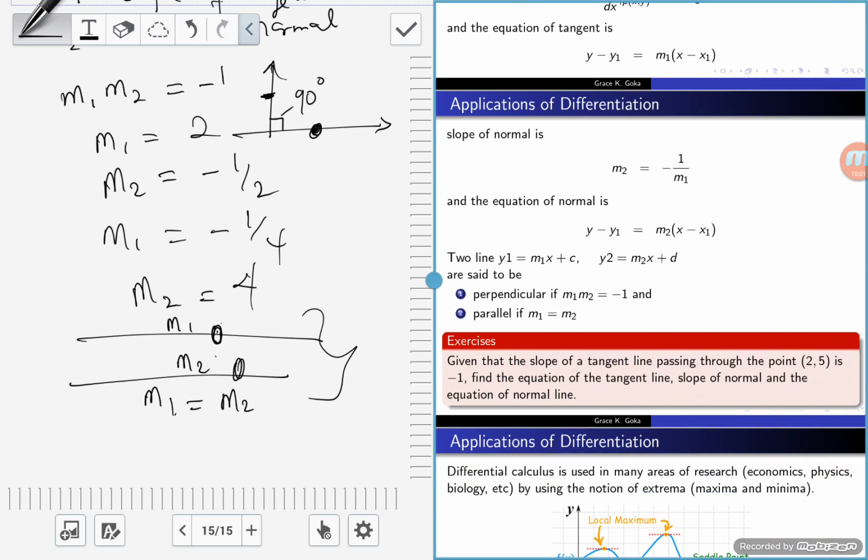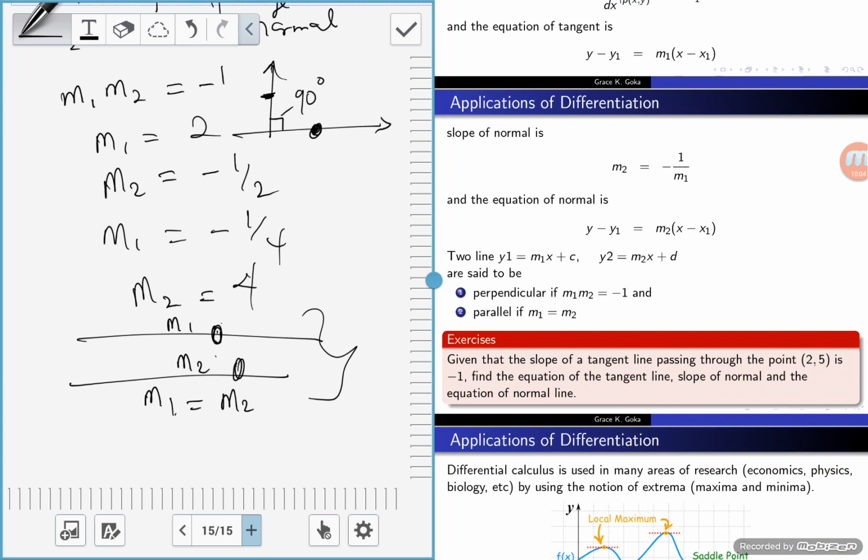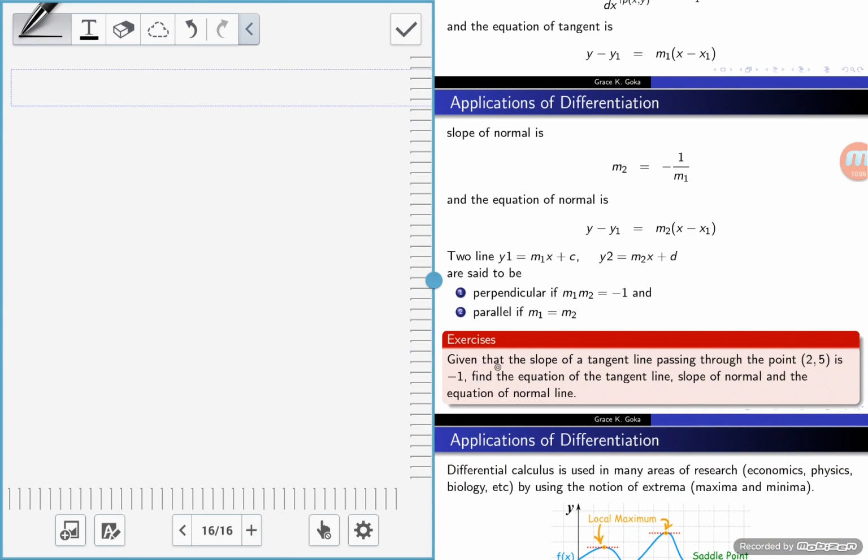Okay, so an example over here: given that the slope of a tangent line passing through the point 2, 5 is -1. So I have a curve which is y is equal to f of x, and dy dx at the point 2, 5 is equal to -1. Find the equation of the tangent line, the slope of the normal, and then the equation of the normal line.